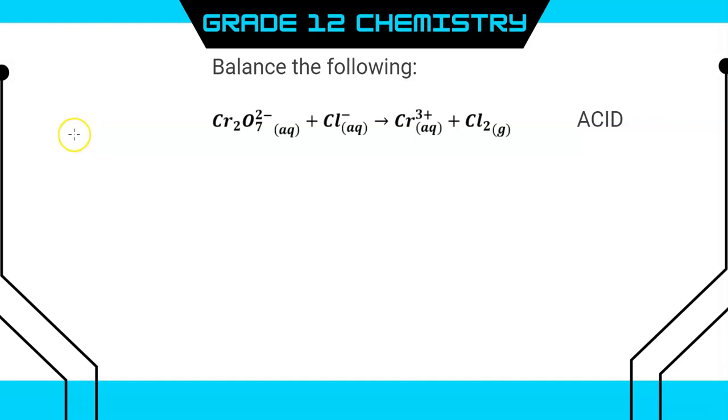In this tutorial, I'm going to be going over redox reactions, which is a unit in the grade 12 chemistry class. I'm going to be going over quite a few things. The first is going to be how to balance a redox reaction.